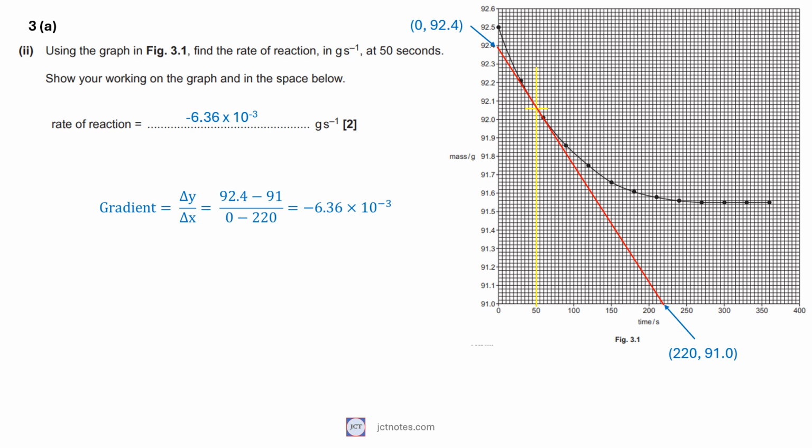It is a negative value because the concentration is reducing. However, you will not be penalized for giving it as a positive number. It is understood from the problem that the concentration is reducing.